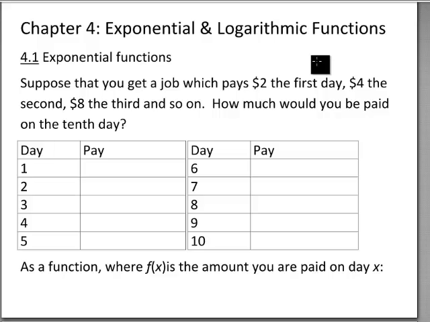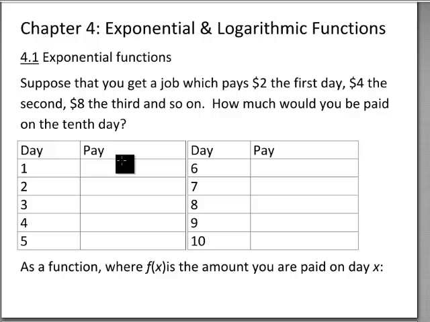So first of all, we have sort of the most classic example of exponential functions that you might ever see. Suppose that you get a job that pays you $2 on the first day, $4 the second, and $8 the third day, and so on. How much would you get paid on the 10th day? Well, we can go through and figure this out.